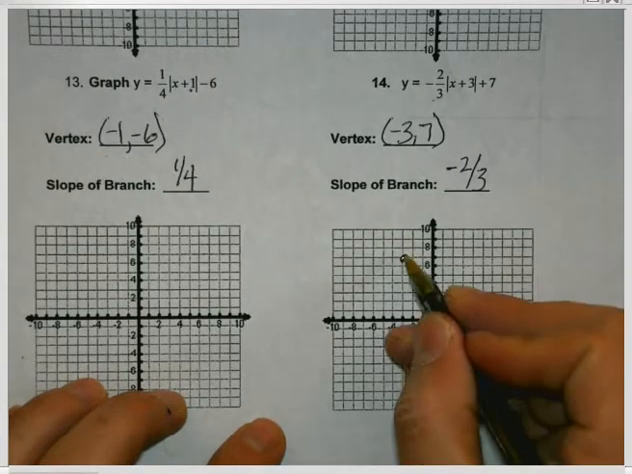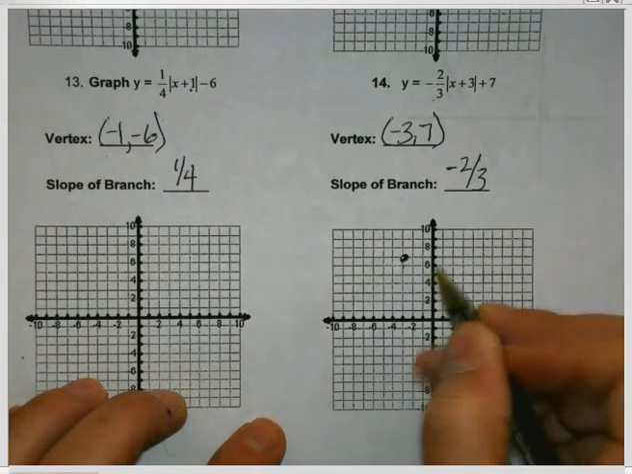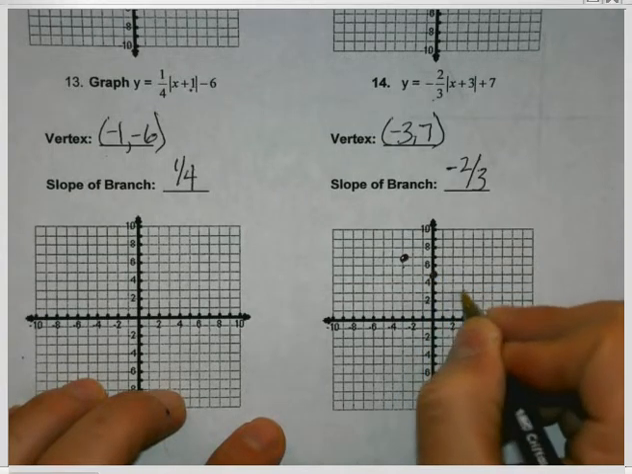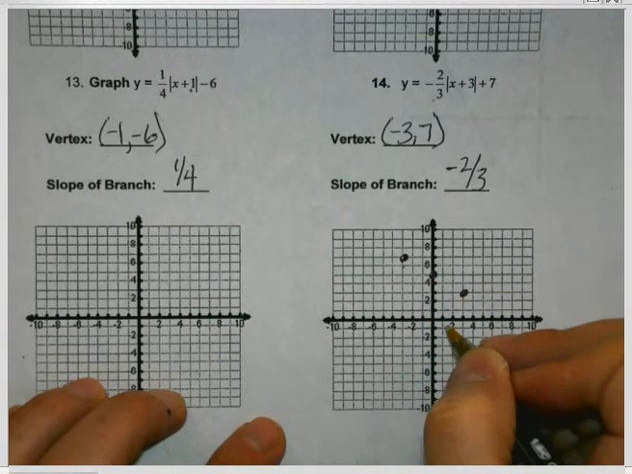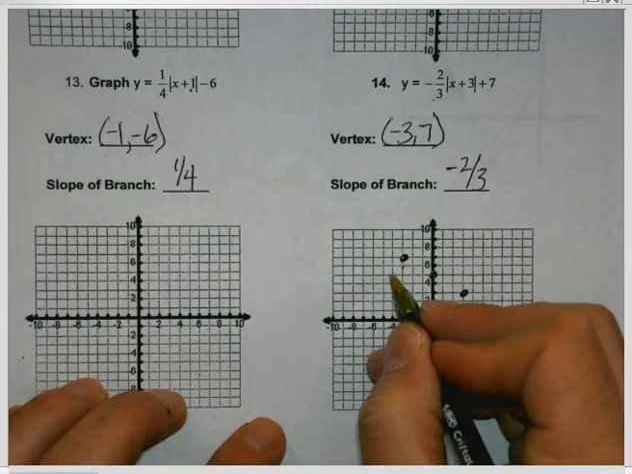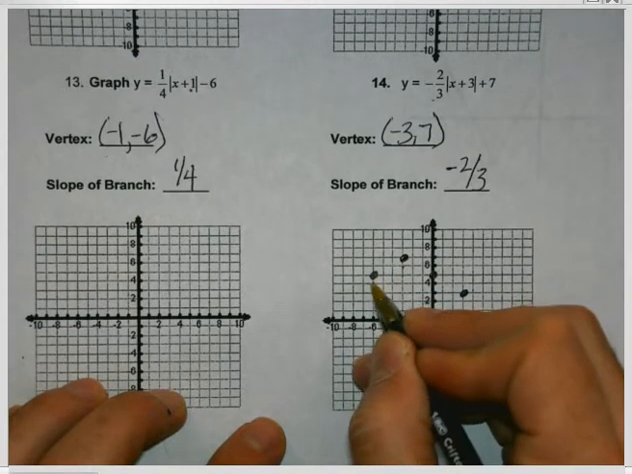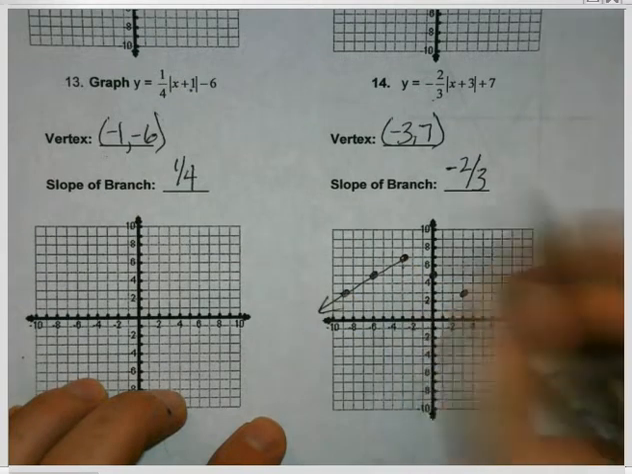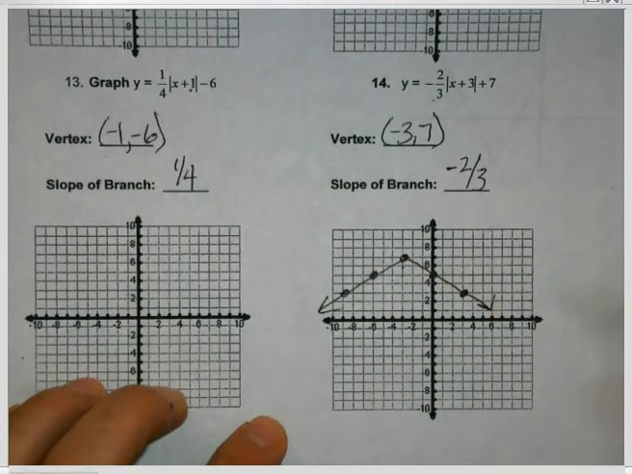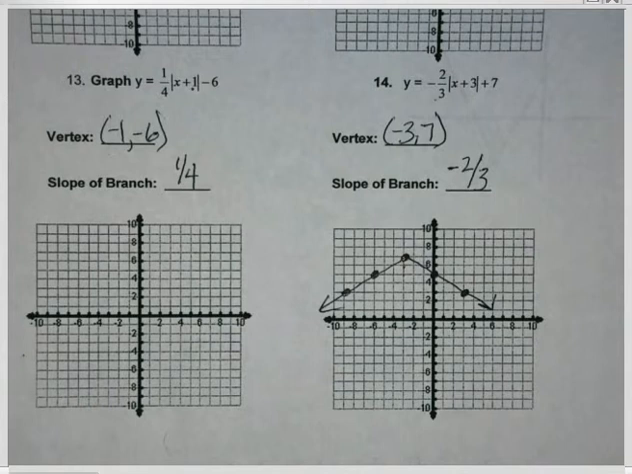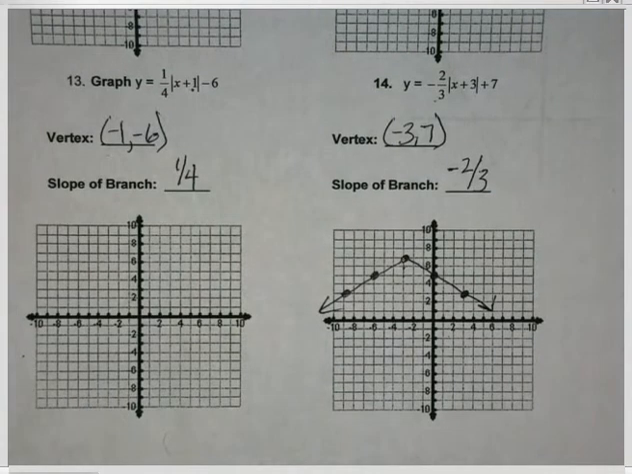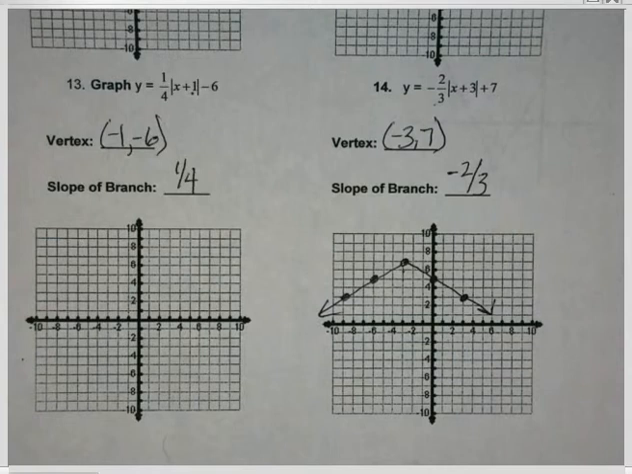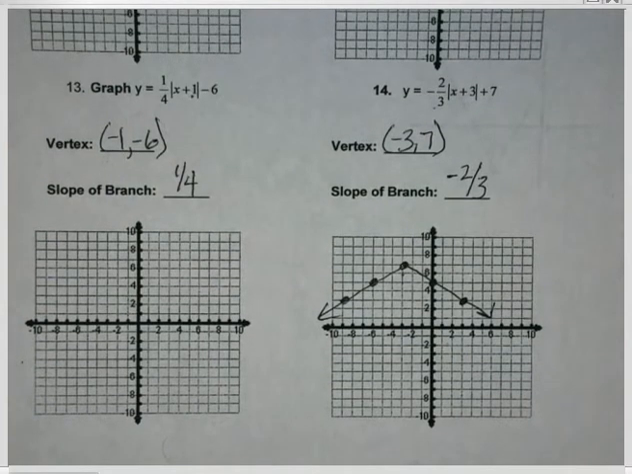So I'm going to go down 2 and right 3. And then down 2 and left 3. That fractional slope gets us wide, the negative slope gets us opening downward. It's those little clues that you get that should help you to see whether this is working or not.